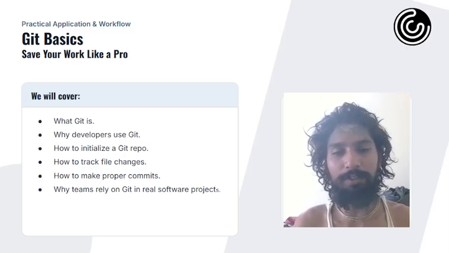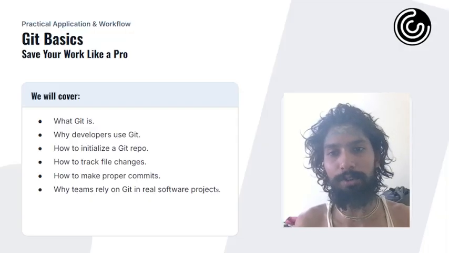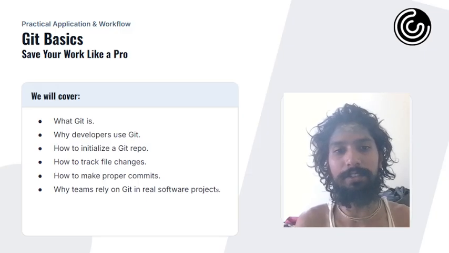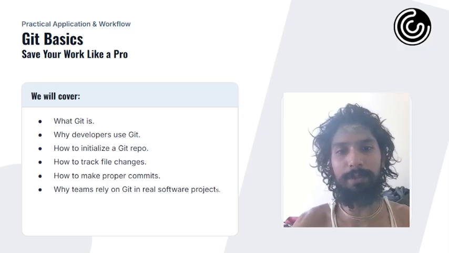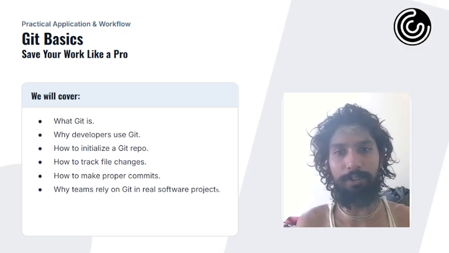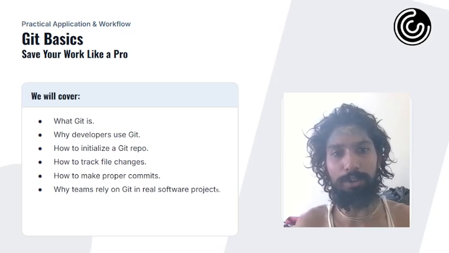In the last video, we learned terminal basics. We created folders, moved around using commands like cd and ls, and ran simple Node and Python files. Today, we are learning one of the most important tools used by real software developers, Git. Git is not GitHub. GitHub is an online platform. Git is a tool that runs on your computer and tracks your code changes.